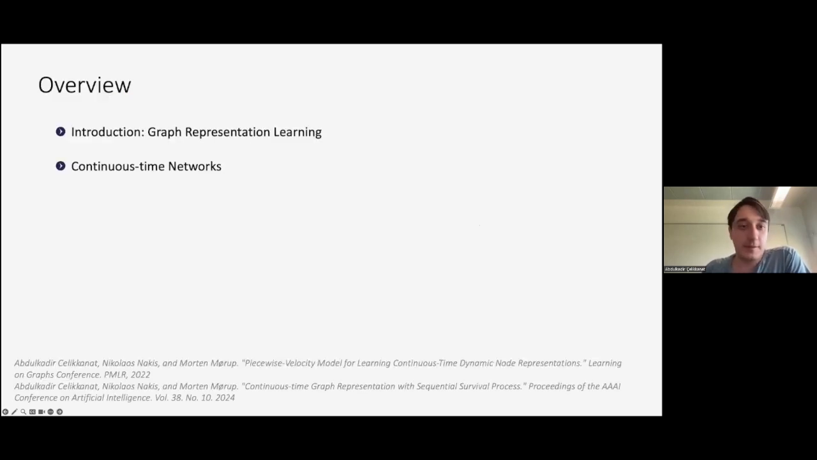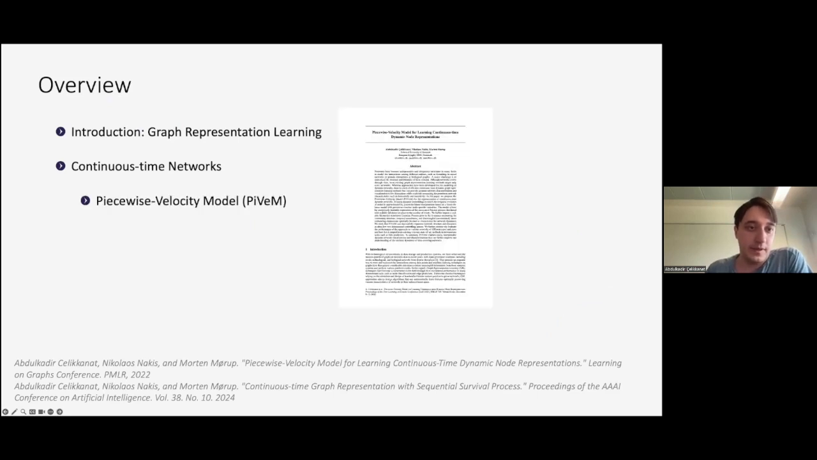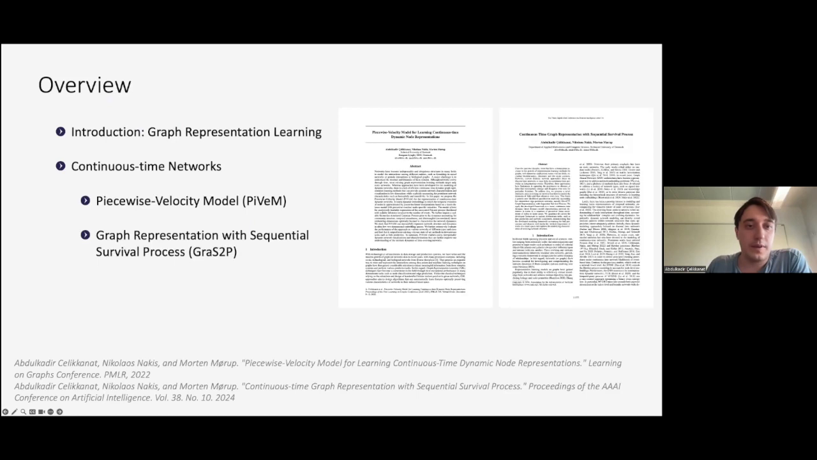In my presentation, firstly, I will give a brief introduction to graph representation learning models. Then I will talk about our first approach, the piecewise velocity model. Later I will describe how we can extend this approach for the networks that we will call intermediate edge persistent graphs, and finally I will finalize my presentation. But please interrupt me whenever you have any questions or if there's anything unclear.